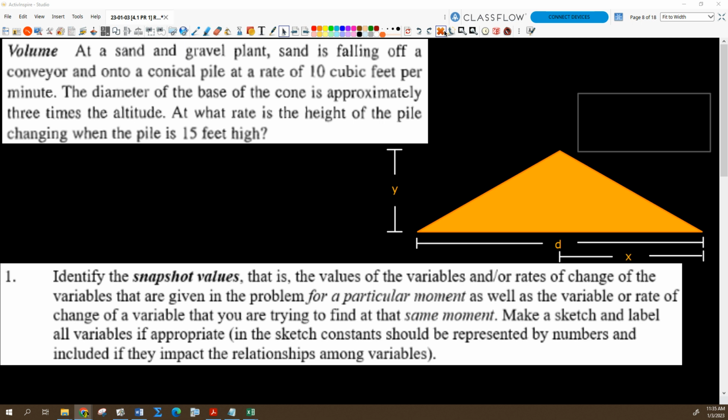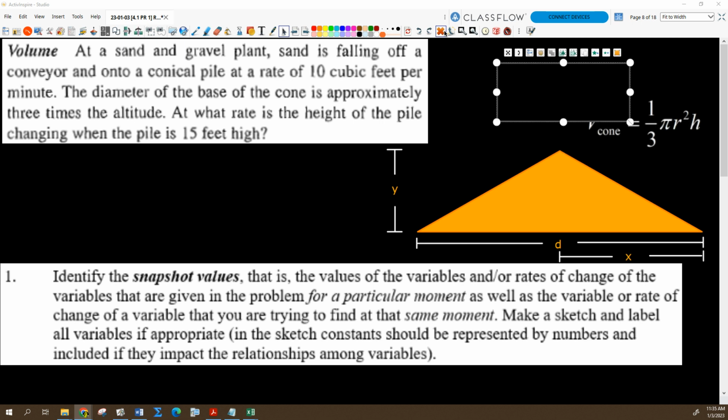Okay, and we want to assign some variables to this. Well, let's go ahead and say that the radius of the pile we'll call x, and the altitude or the height we'll call y. Okay? Oh yeah, and that's just a quick reminder that the volume of a cone is 1/3 pi r squared h. How do you remember that?